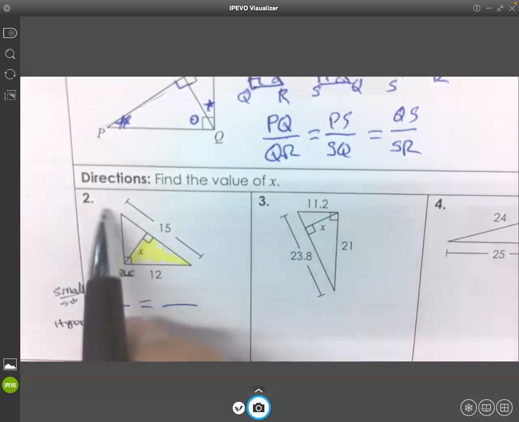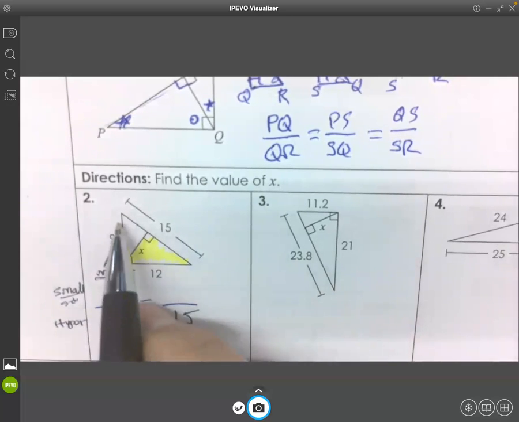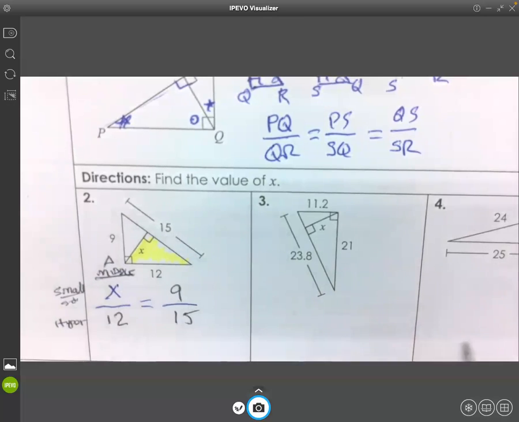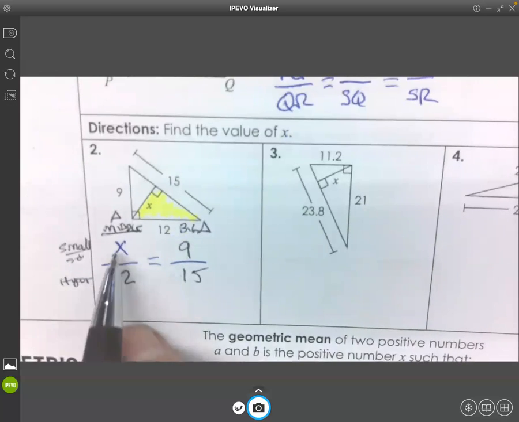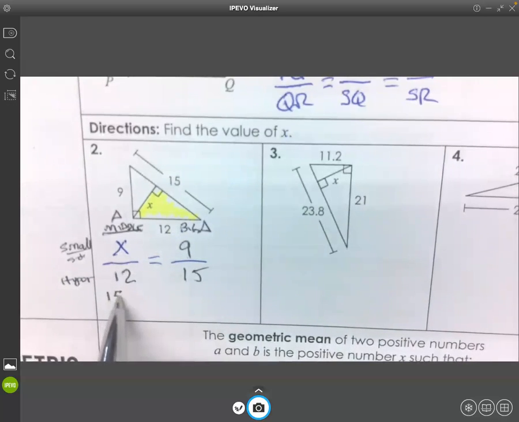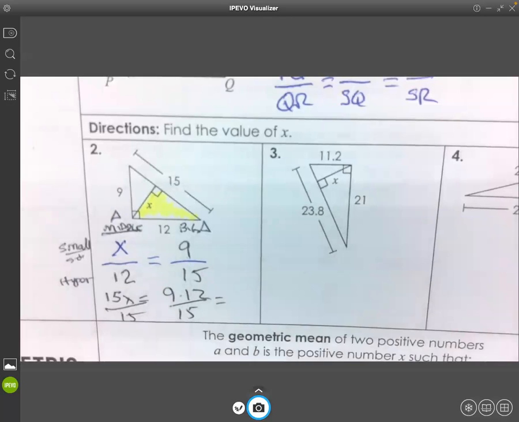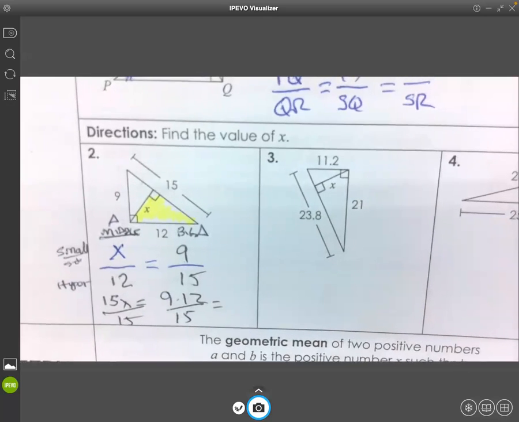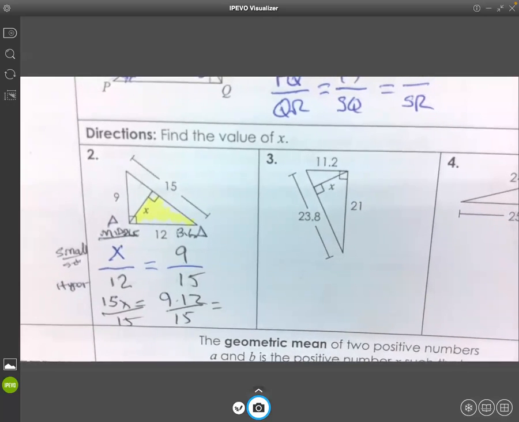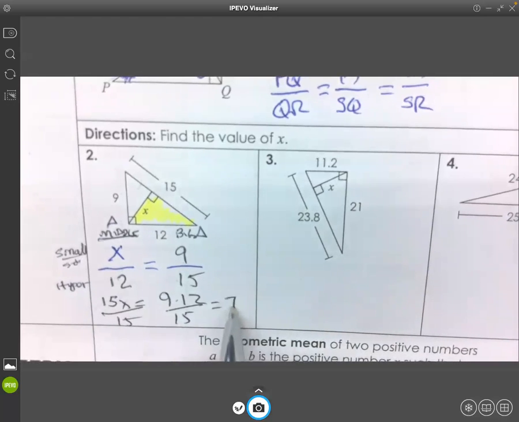So what if we do the big one? We say 15 is the hypotenuse and the smallest side is 9. Does that give us a matching pair? Smallest to hypotenuse, medium triangle to biggest triangle. And once I get the proportion, it's cross multiply to solve. 15x equals 9 times 12. Divide by 15, divide by 15. Use my little calculator, and I get 7.2.